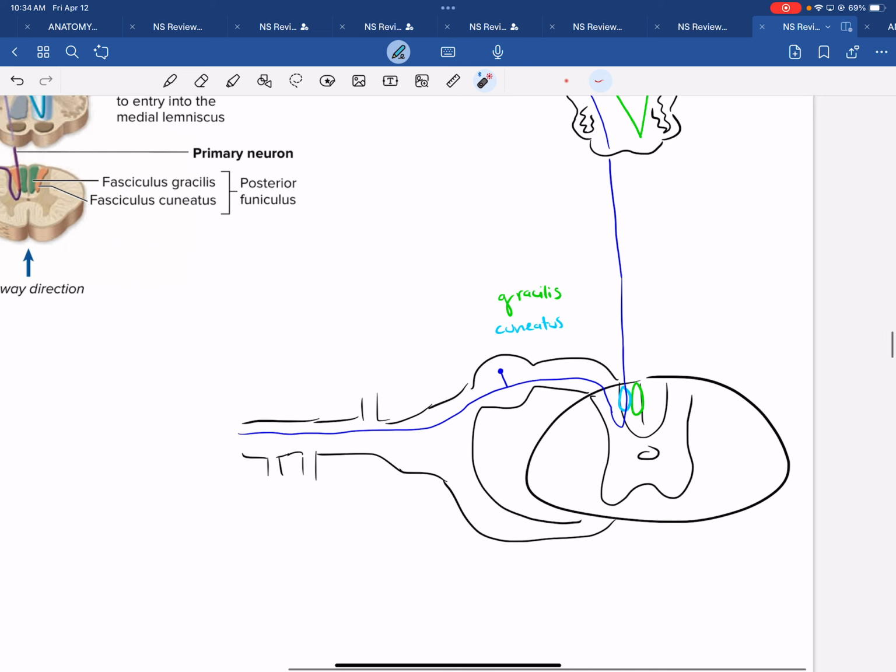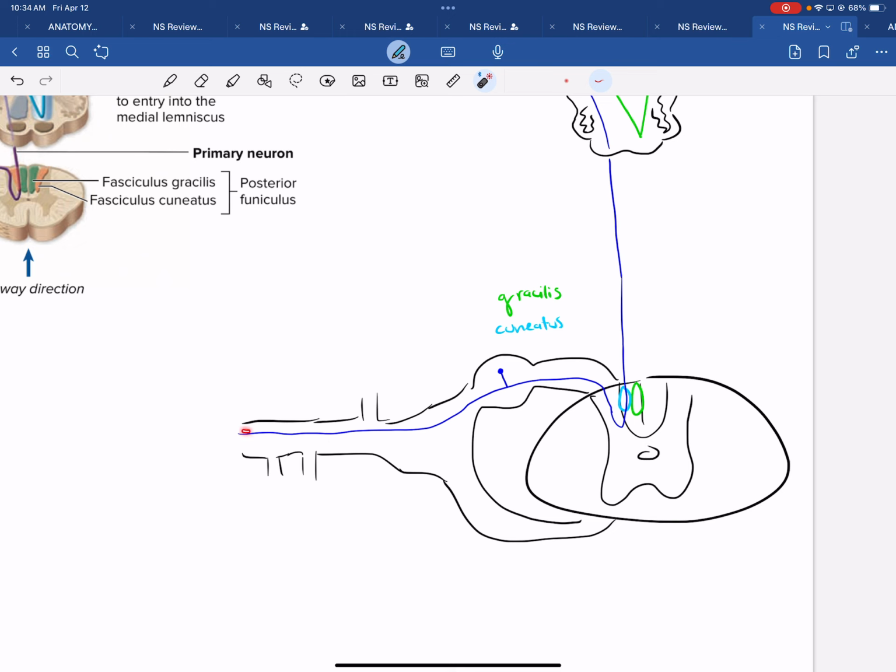Let's name these parts. These are rootlets. What is this? The root, good. Which root? Dorsal root. What is this? Dorsal root ganglion. What is this? Which nerve? Good, the spinal nerve. What is this? Posterior ramus. Good. What is this? Anterior ramus. And then these are for sympathetic, so let's skip that for now.